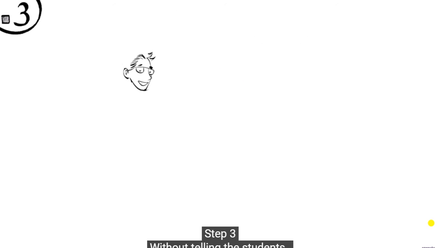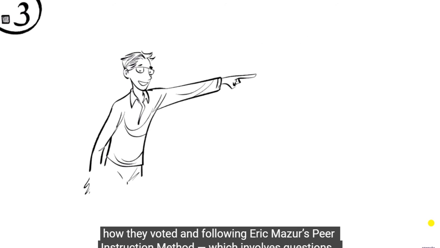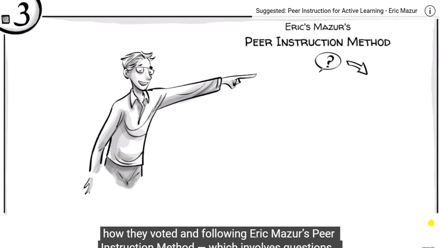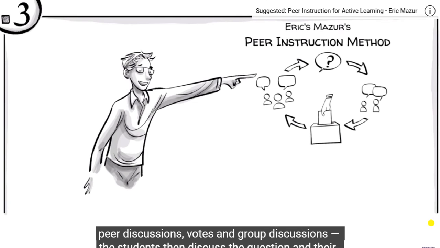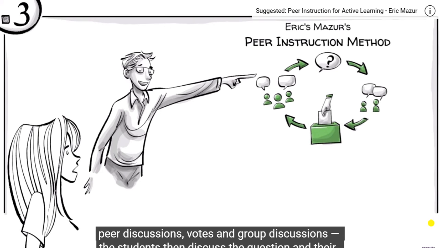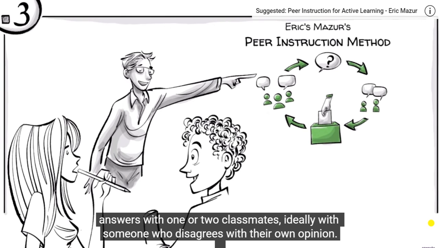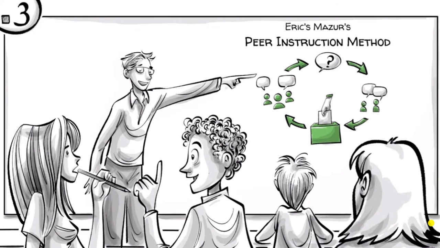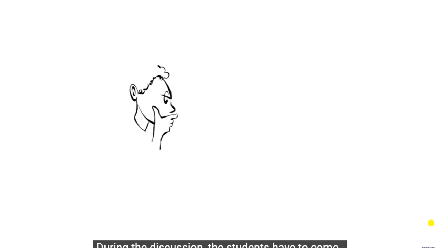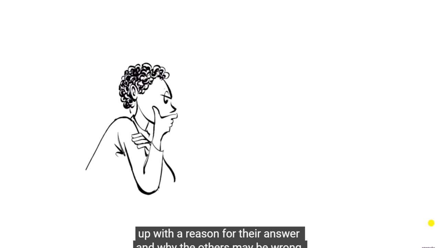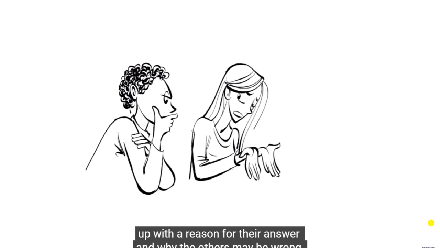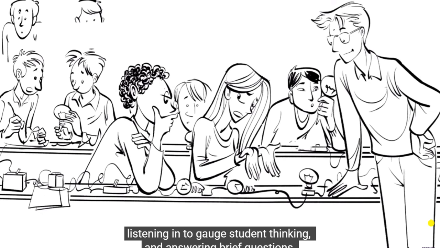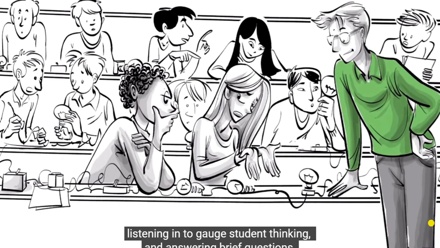Step 3. Without telling the students how they voted and following Eric Mauser's peer instruction method, which involves questions, peer discussions, votes, and group discussions, the students then discuss the question and their answers with 1 or 2 classmates, ideally with someone who disagrees with their own opinion. During the discussion, the students have to come up with a reason for their answer and why the others may be wrong. Meanwhile, the instructor is circling around, listening in to gauge student thinking and answering brief questions.